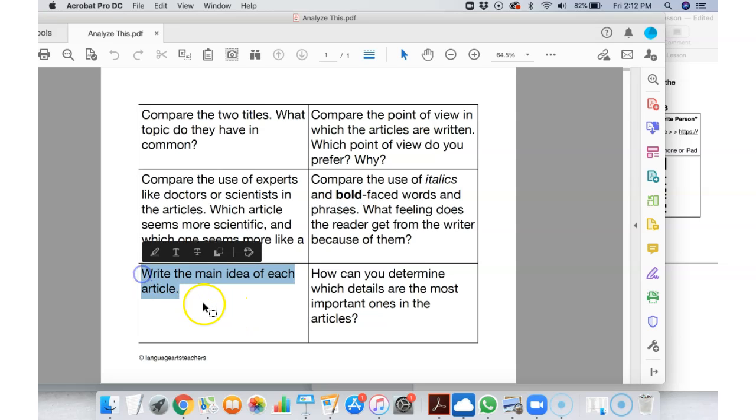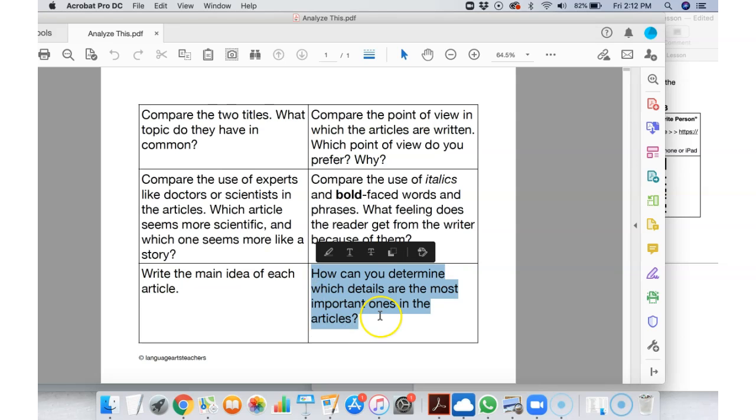Of course, you want to explain the main idea of each article, right? The main idea. And then you're going to want to determine which details are the most important ones. How do you determine which details are important? Which details actually support the main idea of each article? So we'll come back to these questions. Of course, you'll want to come back to the questions when we're finished.